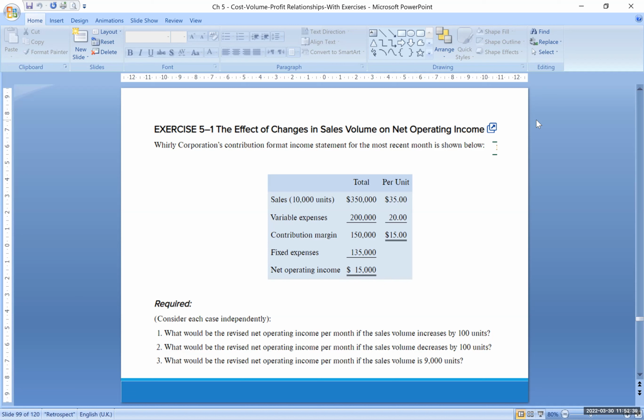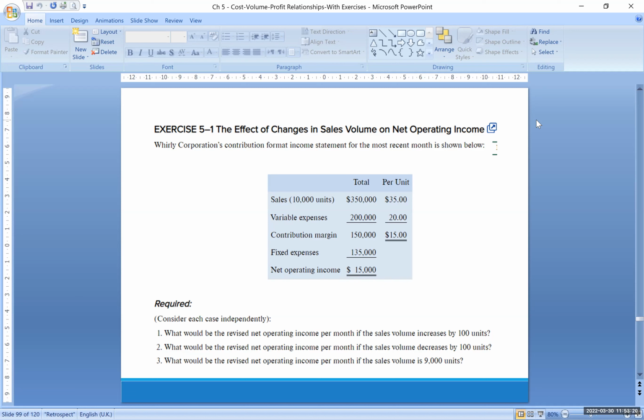And the contribution margin, which is the difference between sales and variable cost, is $150,000, divided by 10,000 to calculate the per unit, or simply the price minus variable cost, 35 minus 20 equals 15. The fixed expenses for the company is 135,000, so the net operating income will be 15,000. Now, requirements for this question: consider each case independently. Number one, what would be the revised net operating income per month if the sales volume increases by 100 units?